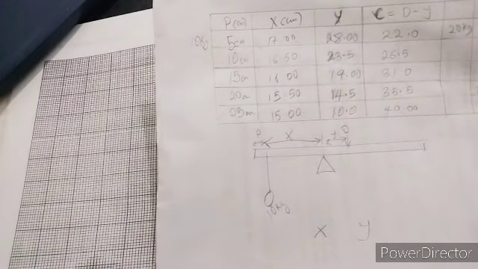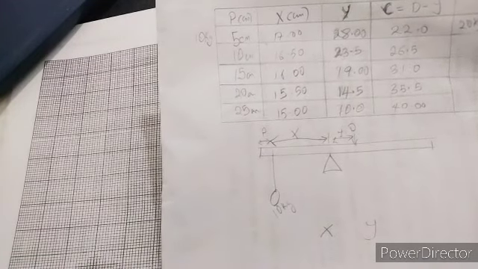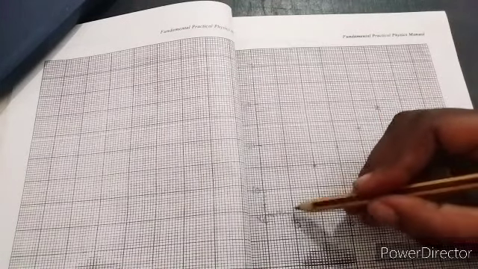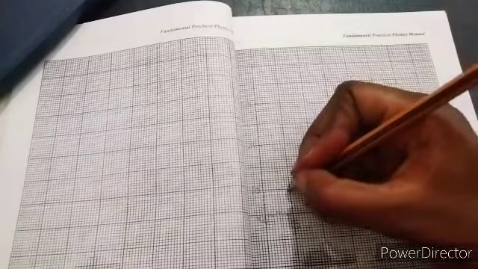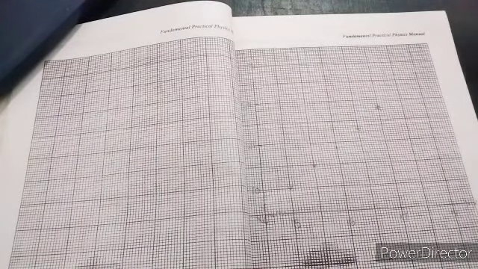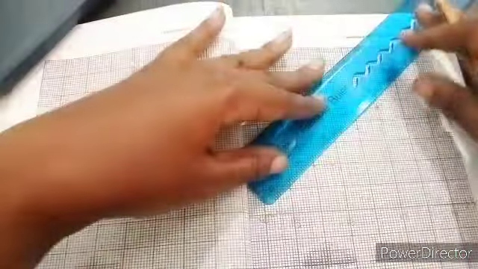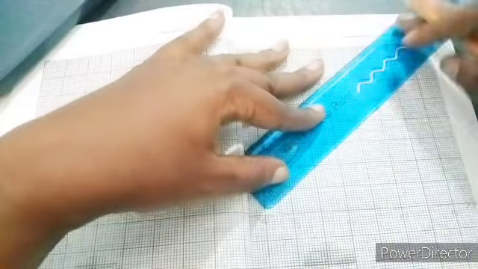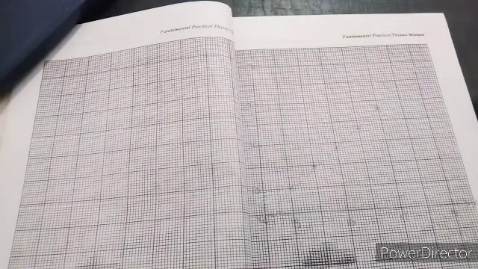And then the last point I have on my table of values is 15 and 10. So this is 15, this is 10. All right? So now we have our graph. This is our straight line graph.